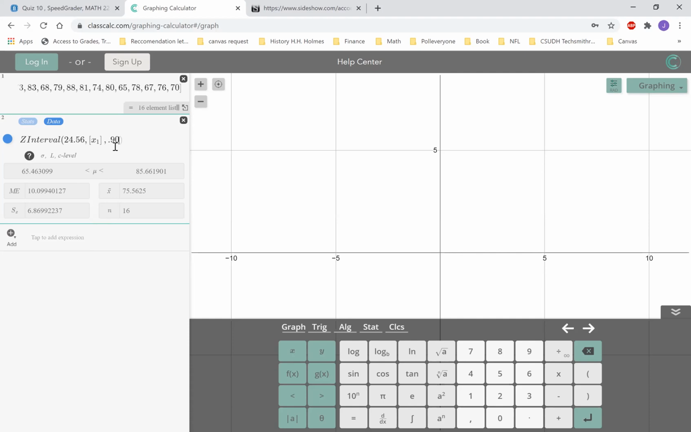If you actually look at the problem, they also want you to do it for 95%. So if I want to do it for 95%, we'll just change that up. And now we have it for 95%.